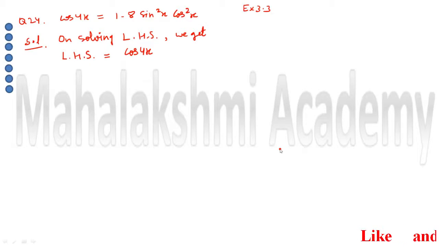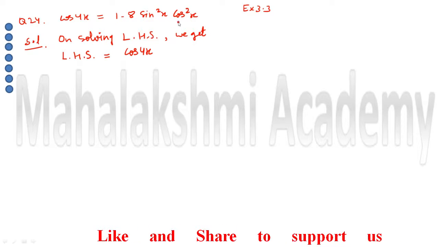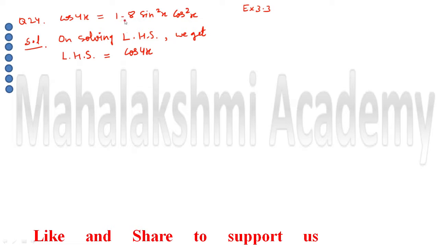Now we will solve question number 24. In question number 24, as you can see, the question is cos 4x is equal to 1 minus 8 sin square x cos square x. So this relation we have to prove.